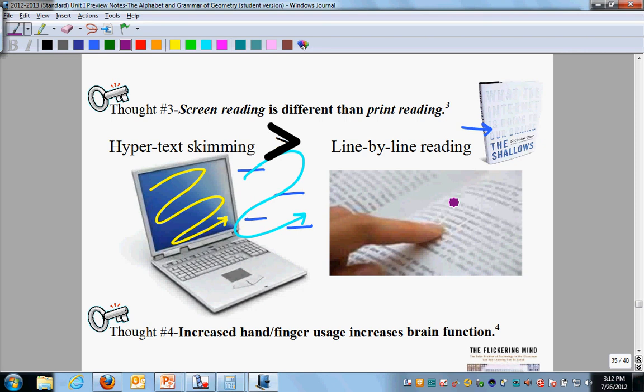When we read in print, we tend to read more systematically, left to right, word by word, line by line. And when we read in print, we tend to comprehend more. Studies show that reading an article from a computer screen versus in print, people are able to recall the general theme and connection of the article better on print than they are on skimming on a computer screen. That's going to impact how I train you to read word problems in this class.